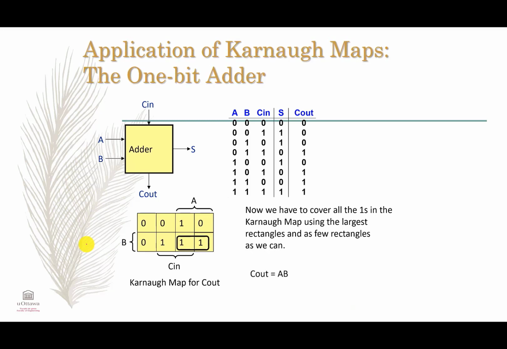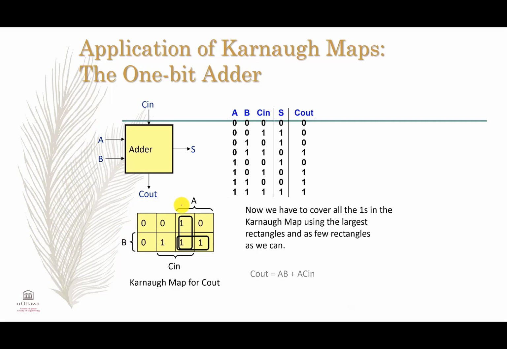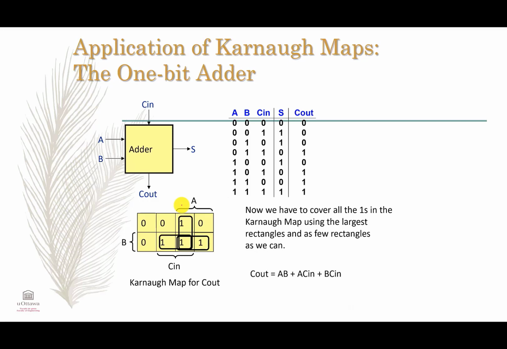Okay, so this group, guys, will give me what? That group is indicating A, so it will be A, and because B is not changing, it's gonna be AB. And for this one, B is changing, it was 0, then it becomes 1, so I'm gonna neglect B, so here it's gonna be ACN. Because remember that is 1, 1. So ACN.